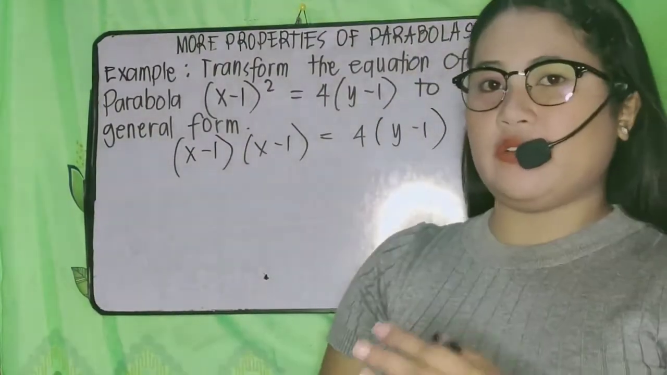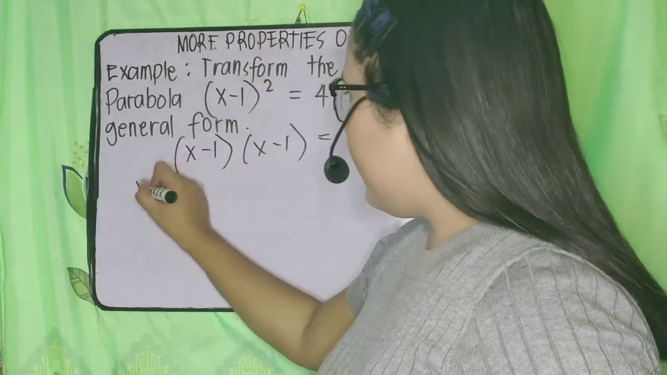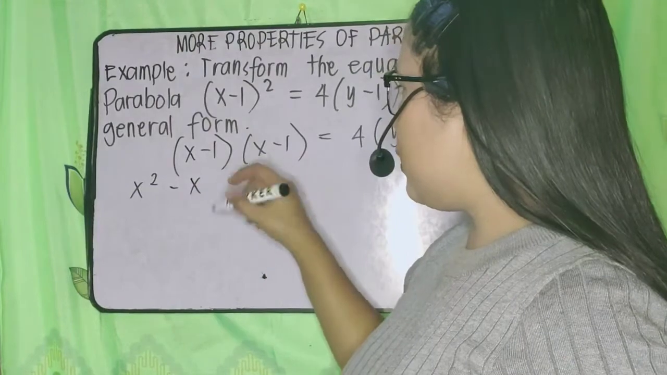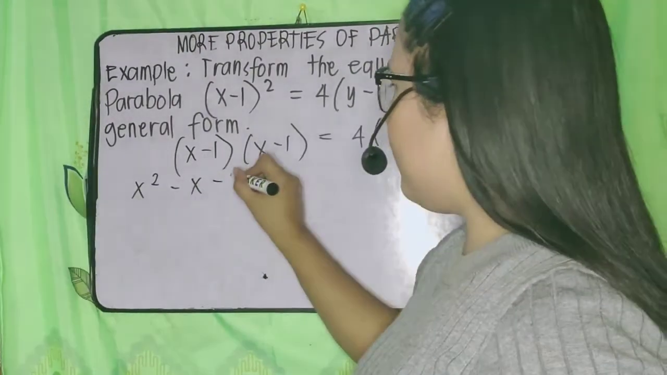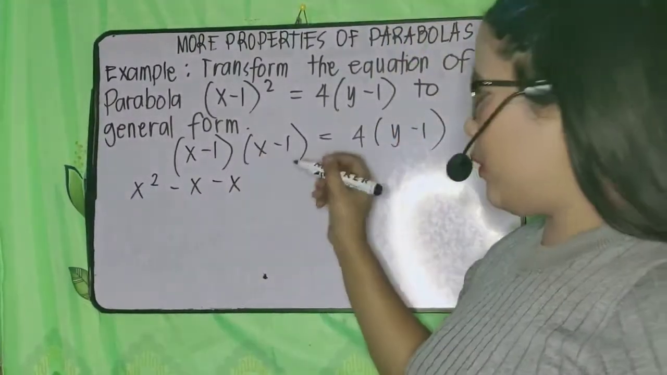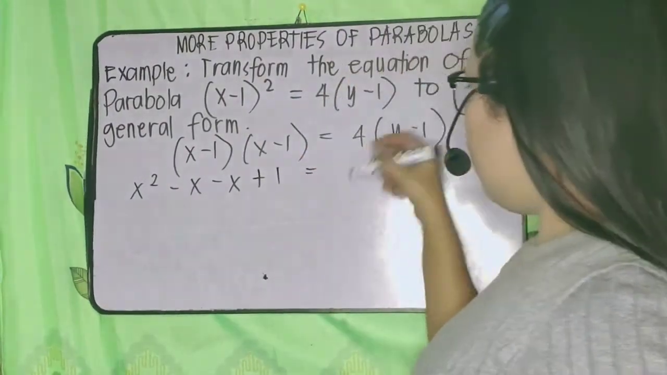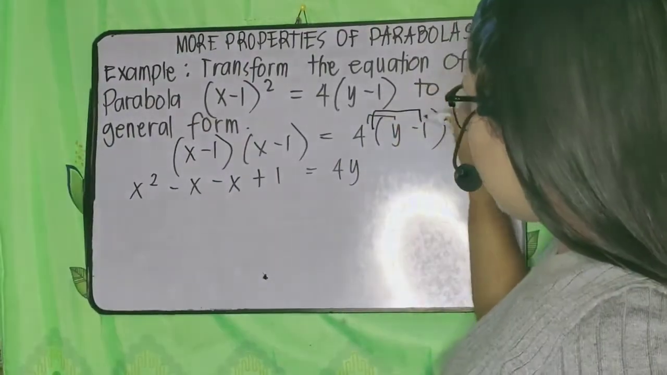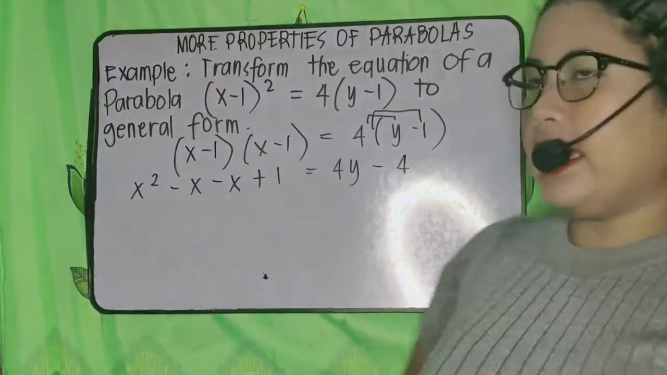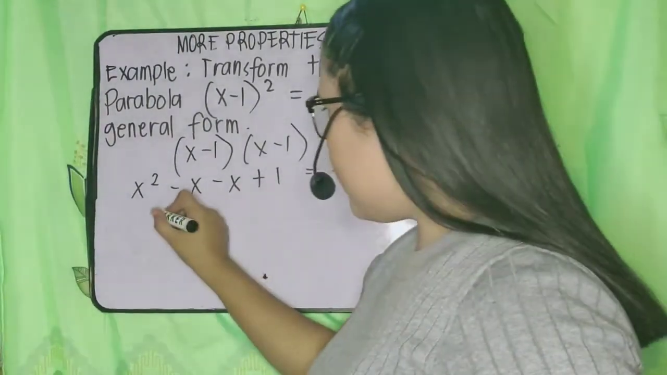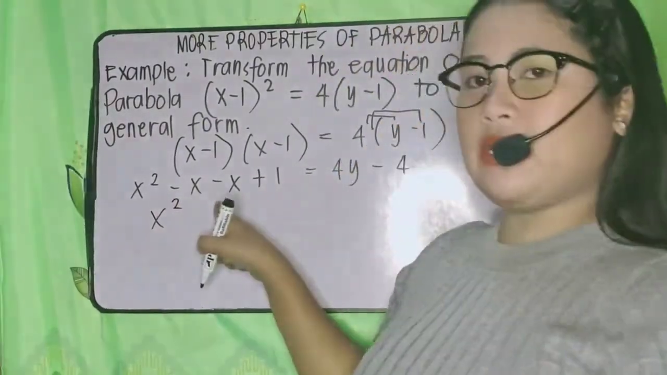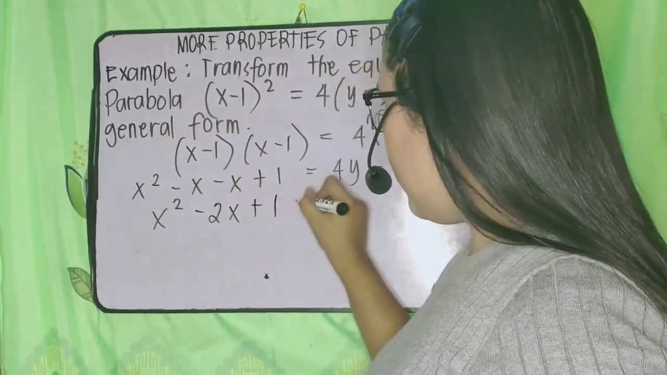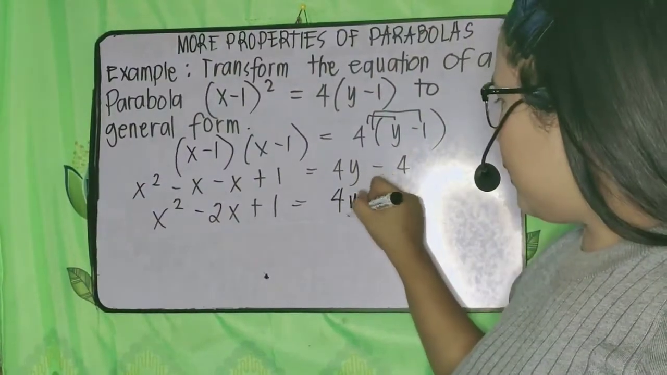So, simplify using the FOIL method. x times x, we have x squared. x times negative 1, we have negative x. Negative 1 times x, we have negative x. Then negative 1 times negative 1, we have positive 1. And also, distribute 4. So 4 times y, we have 4y. Then 4 times negative 1, we have negative 4. And then, combining like terms, x squared, negative x minus x, or negative 1 minus 1, we have negative 2x plus 1 equals, copy, 4y minus 4.